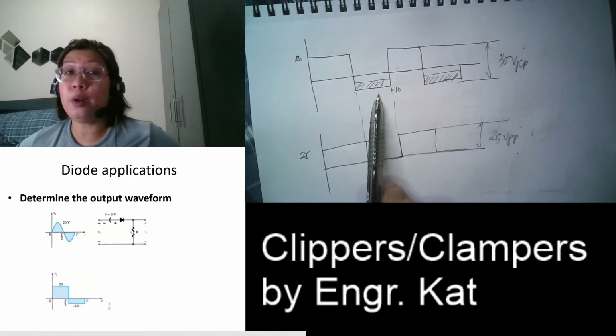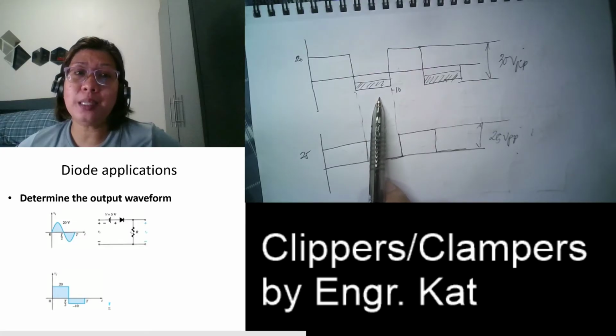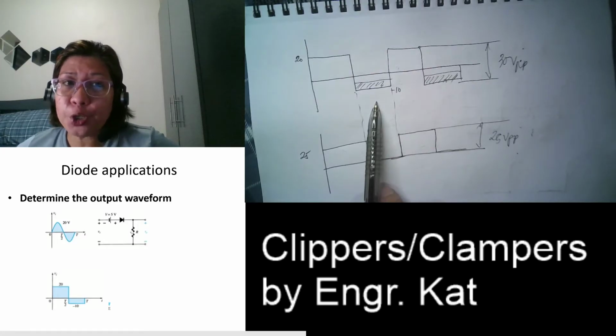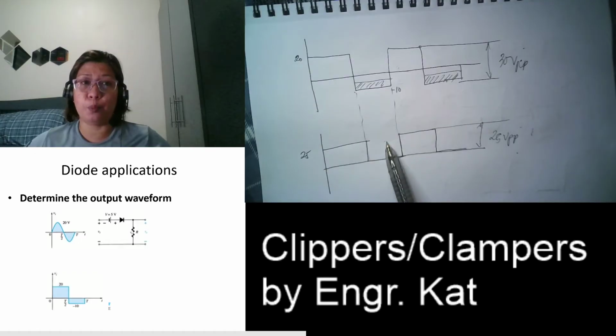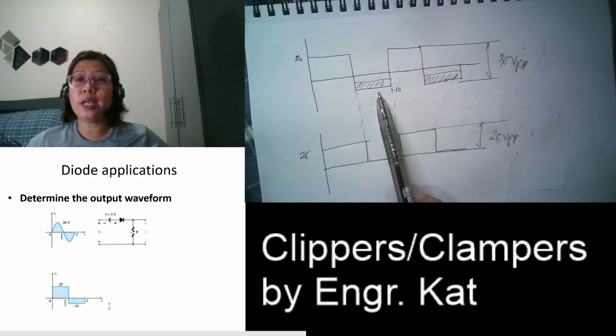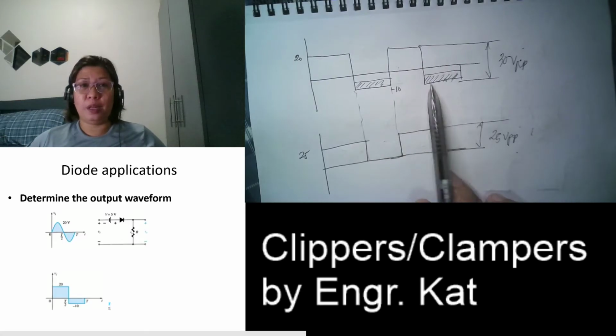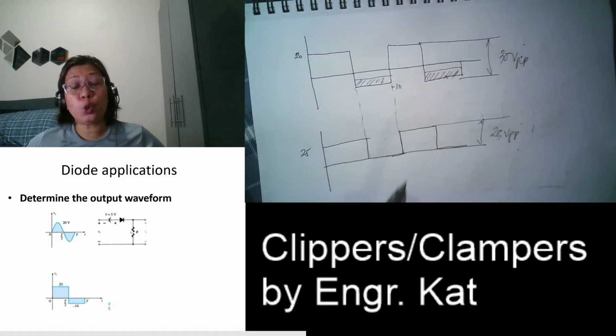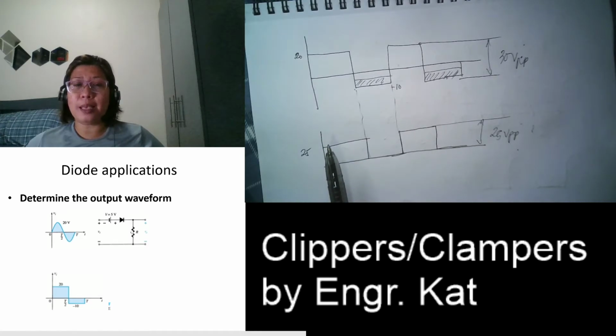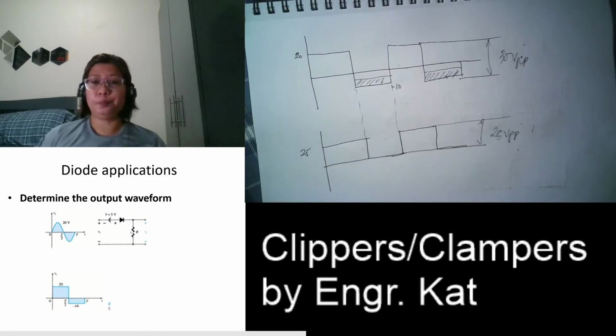So this is an example of a negative clipper. So why is this a negative clipper? Because a portion of the negative half cycle was removed. So when a portion of the negative half cycle is removed, we call that a negative clipper. But when a portion of the positive half is removed, that is your positive clipper. So this is the difference between a square wave and a sinusoidal wave. For square wave, you can analyze directly the positive and the negative half cycle because anyway, there are just two values. Okay?